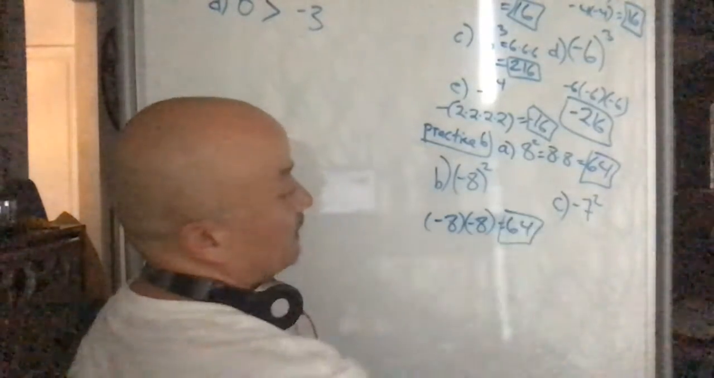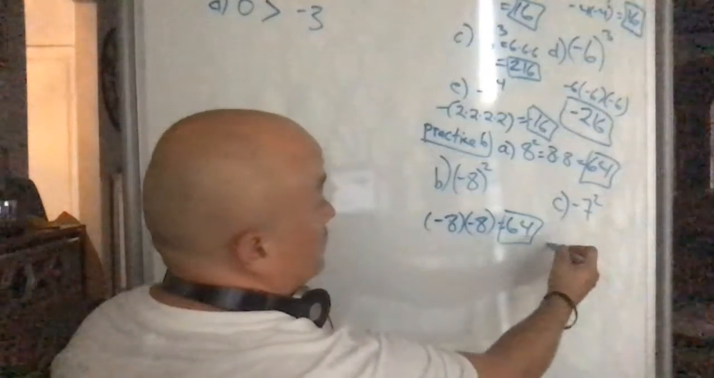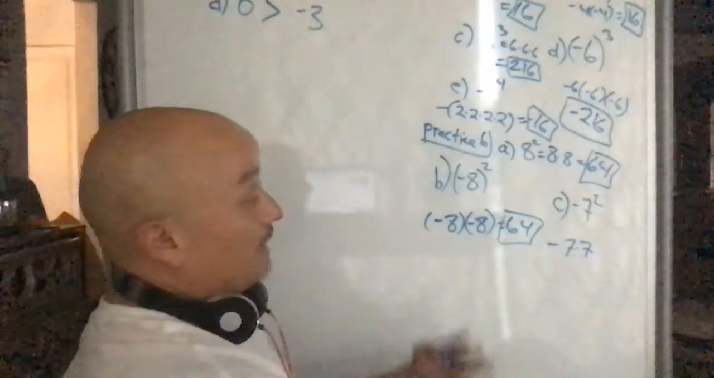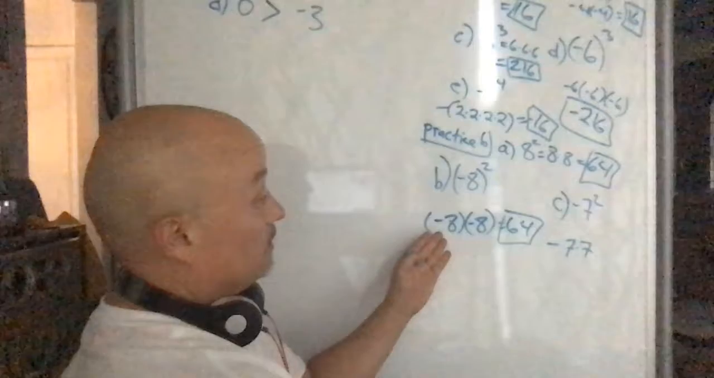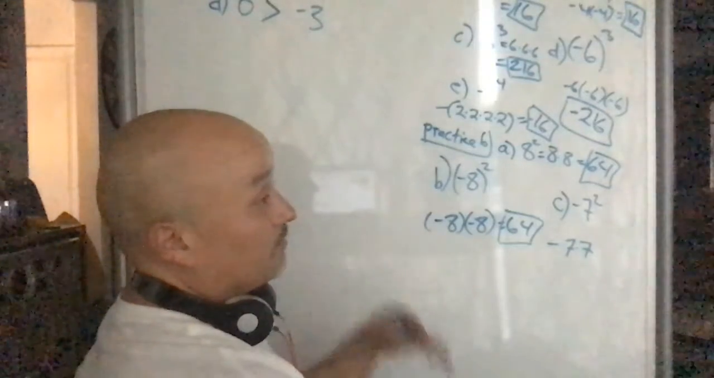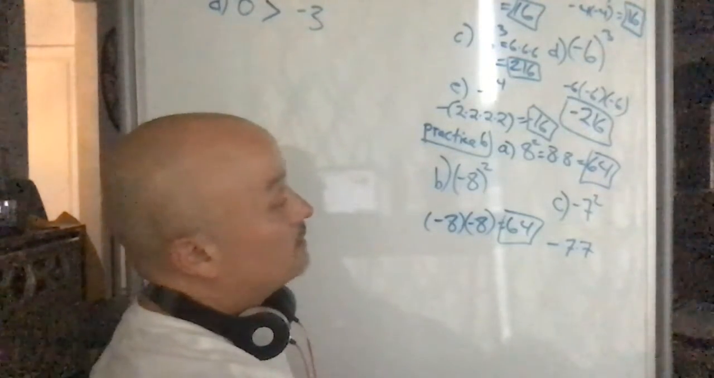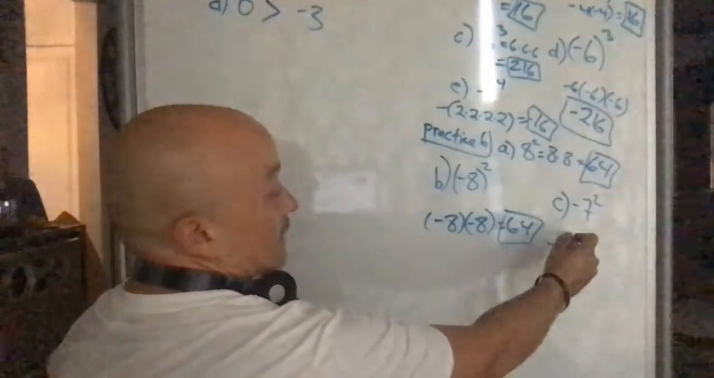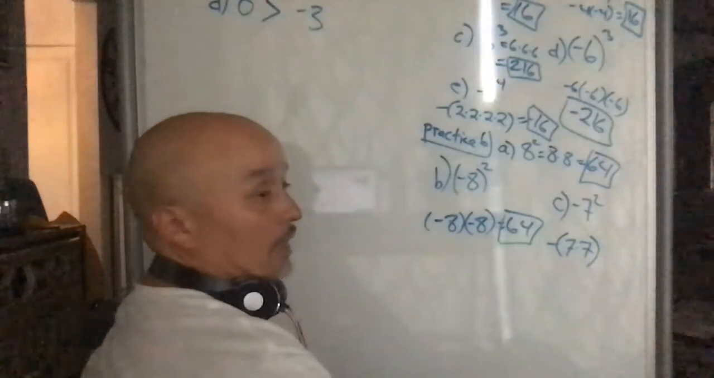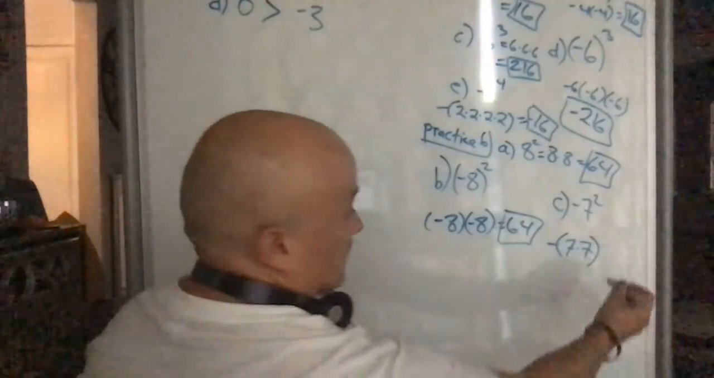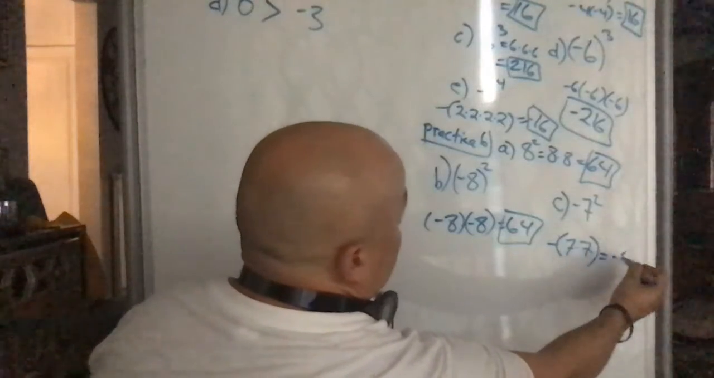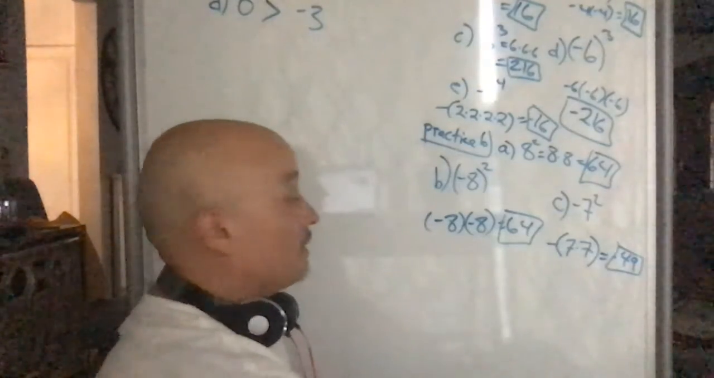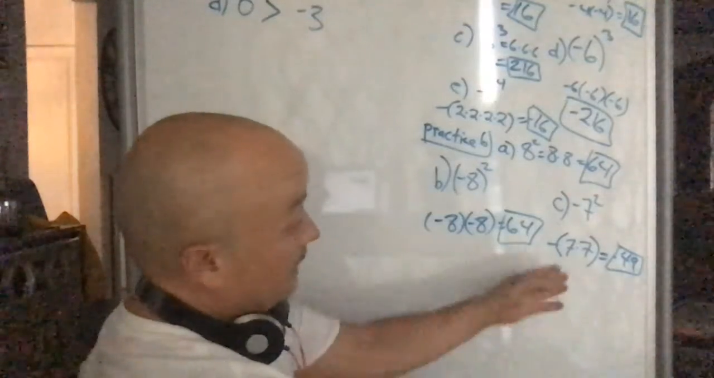Whereas the next one is negative 7 squared with no parentheses. So for me, I just remember if it has parentheses, I raise the entire negative number to the power, and if there's no parentheses, I'll try my best to remember that I'm only raising the base to the power, only the 7, and the negative sign just has to wait. So 7 times 7 is 49, and the negative sign waits, and there you have your answer, negative 49.